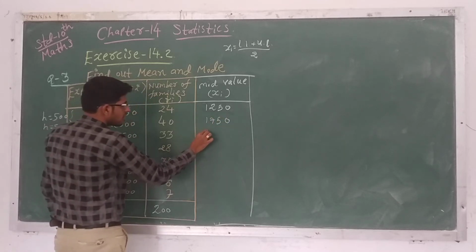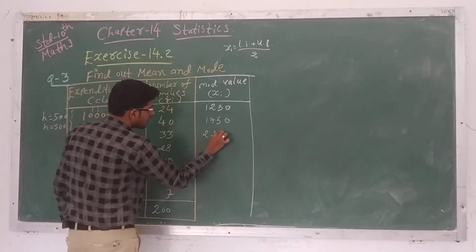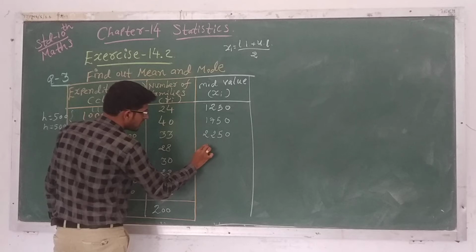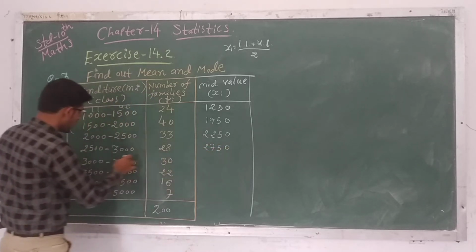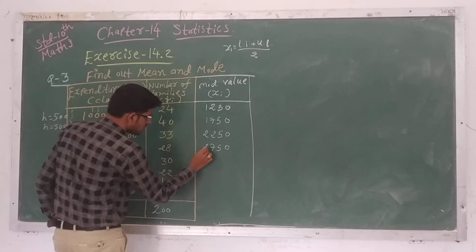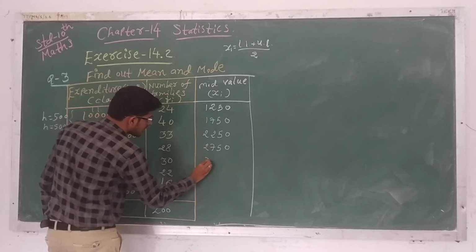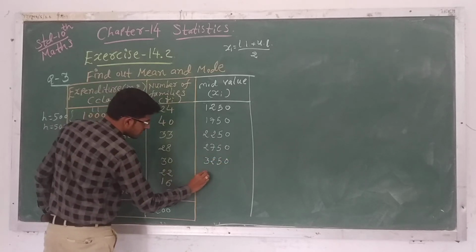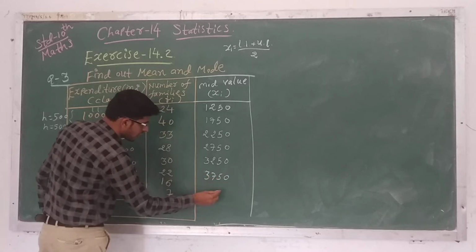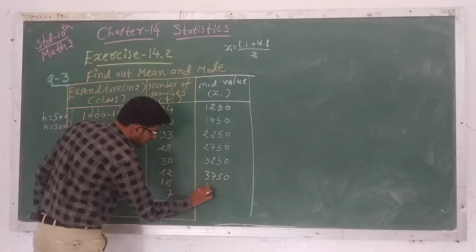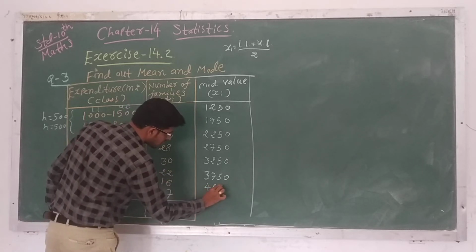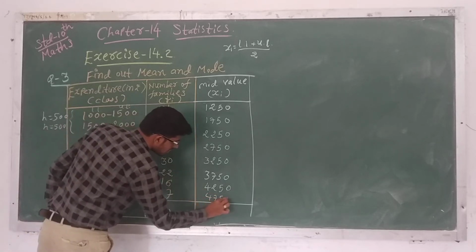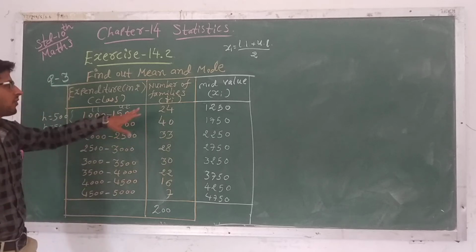Again we have to add 500, so 2250. Again we add 500, so 22 plus 5 is 27, so 2750. Next again we add 500, so 27 plus 5 is 32, so 3250. Again add 500, so 3750. Again add 500, so 37 plus 5 is 42, so 4250. And again add 500, so 4750. So again I will repeat, here the values of fi and xi will be large.